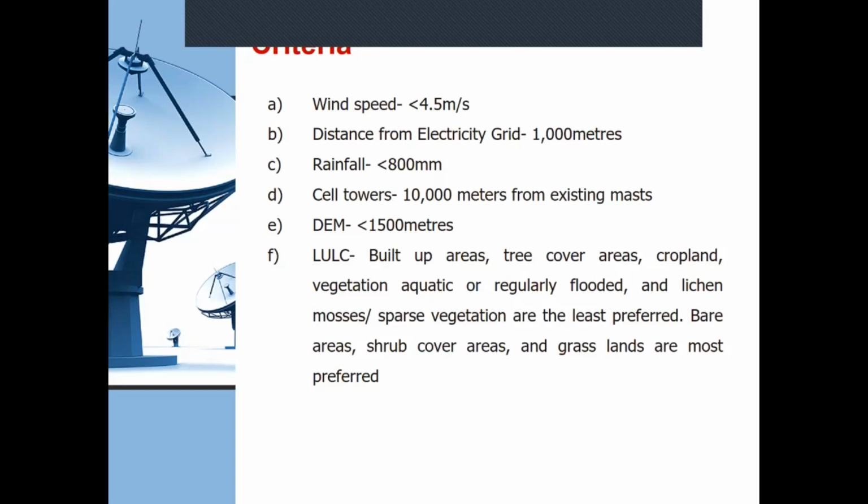And then another data set that I had was the land use and land cover data, which generally gives us what is existing on the surface of the land. The data I had was from the regional center. They mapped the whole country and classified it into built-up areas, tree cover areas, cropland, vegetation, aquatic, lichen. Those are the least preferred. You cannot put a radio telescope in an already built environment. The relocation costs are very expensive. So going to the other areas is more suitable.